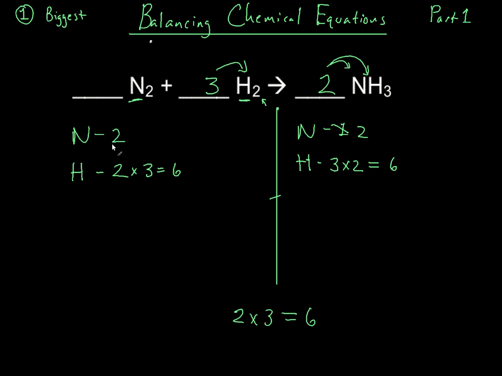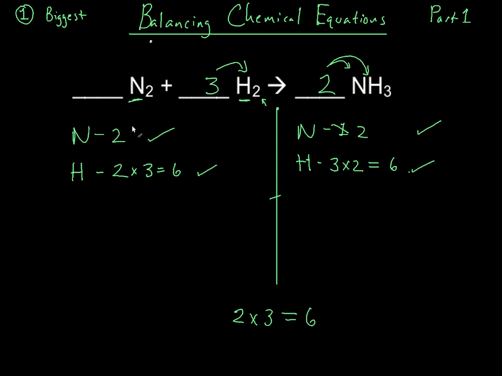Now as you can see here, we have a 2 for nitrogen and a 2 for this nitrogen, and so nitrogen is good to go. As you can see, we have a hydrogen here, which is 6, and a hydrogen here, which is 6, and so hydrogen is good to go. And this is a fully balanced chemical equation.